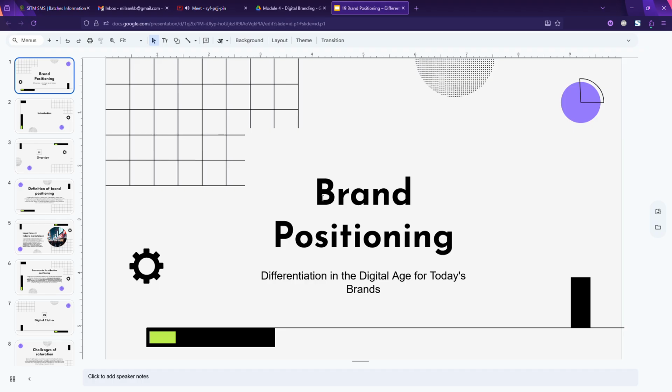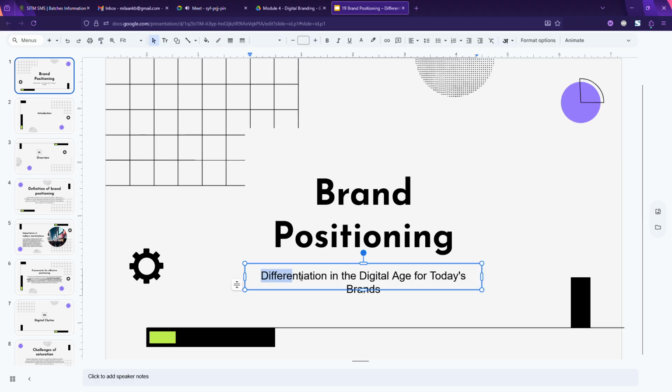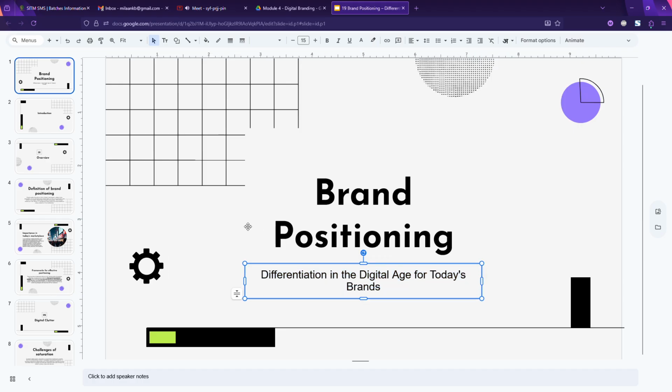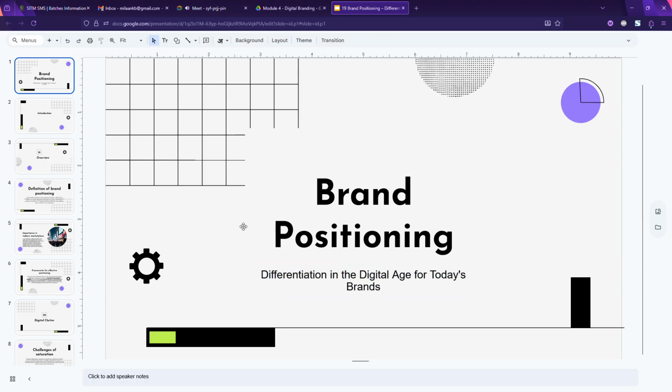So we are doing brand positioning today and the differentiation in digital age for today's brand. So we basically will be seeing the difference between the key concepts of brand positioning in traditional marketing and in digital marketing.